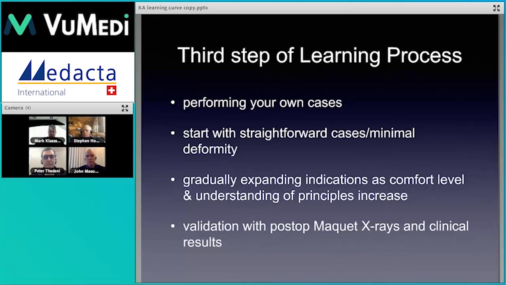The other thing I'll show in a minute: when you start doing these cases and look at your post-op X-rays, they look quite different from standard total knee arthroplasties, and that may scare you a little bit when you first start doing them. So I think validating with a long axis X-ray and a McKay X-ray is important, and also validating with your clinical results, just seeing these patients post-op and seeing that they're doing very well.